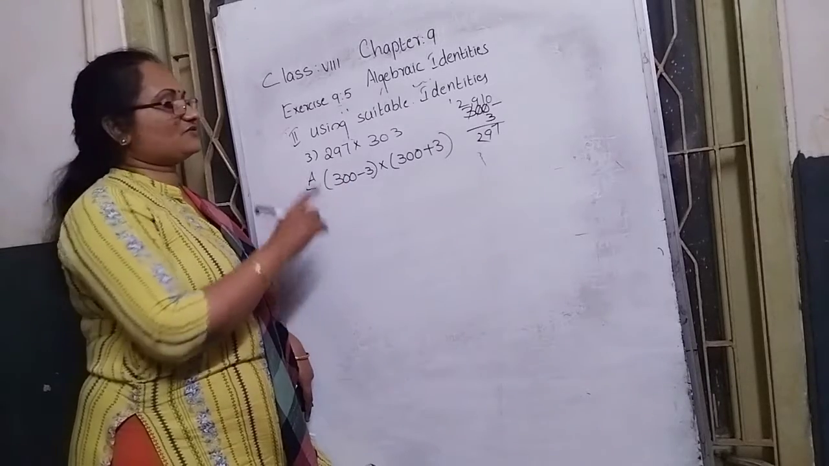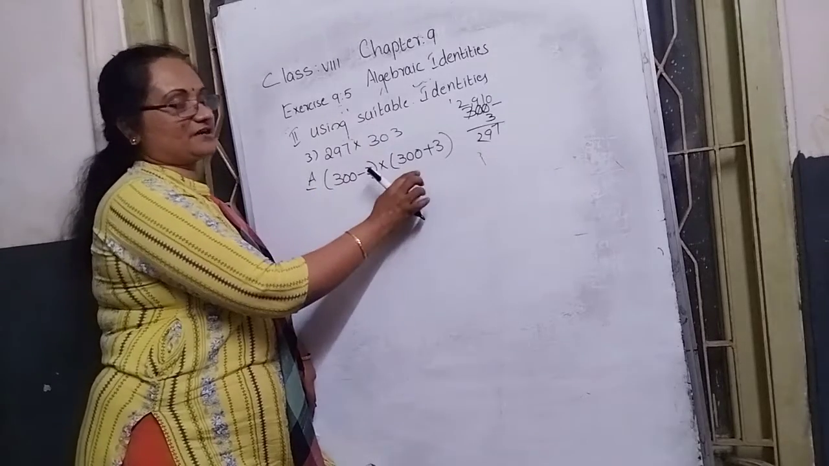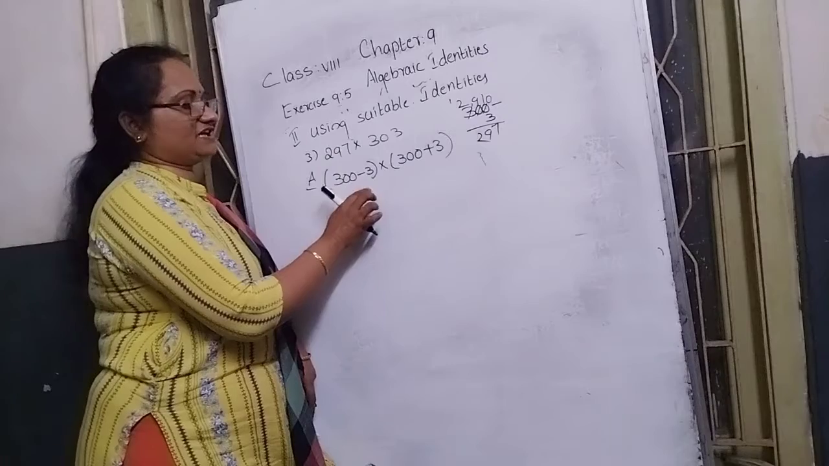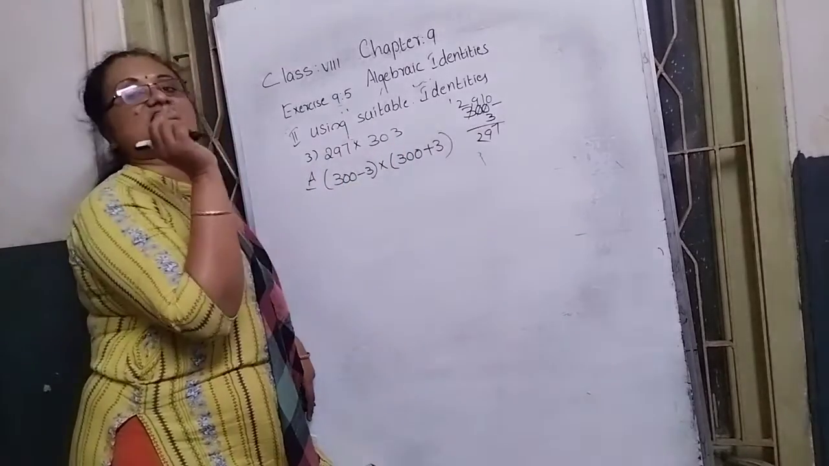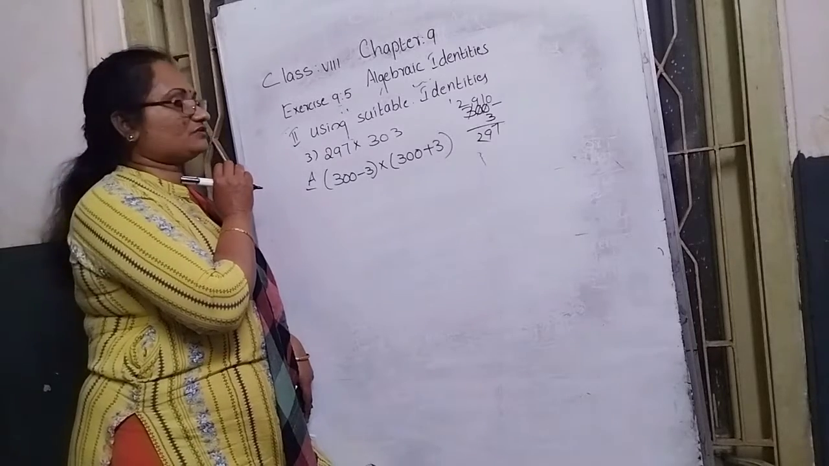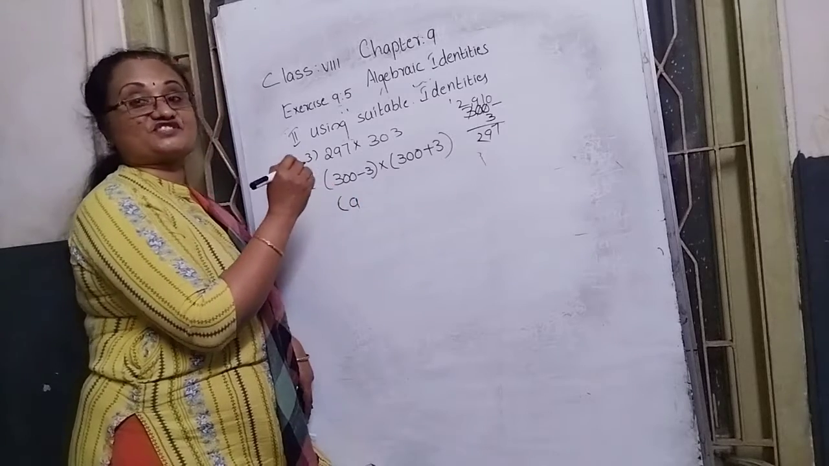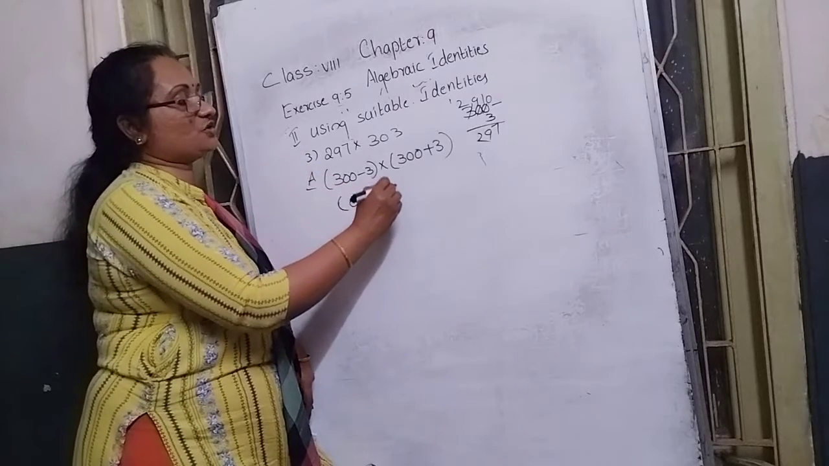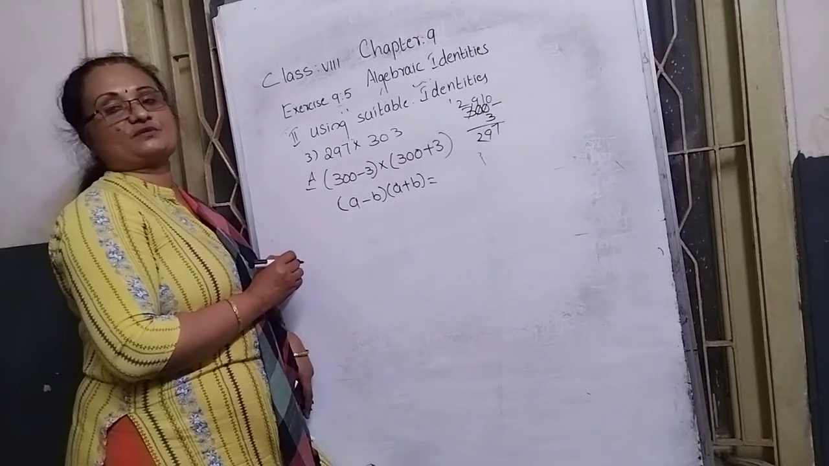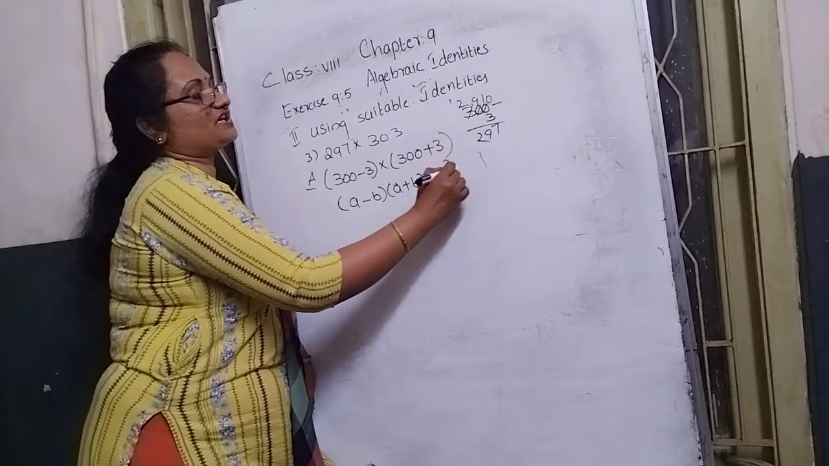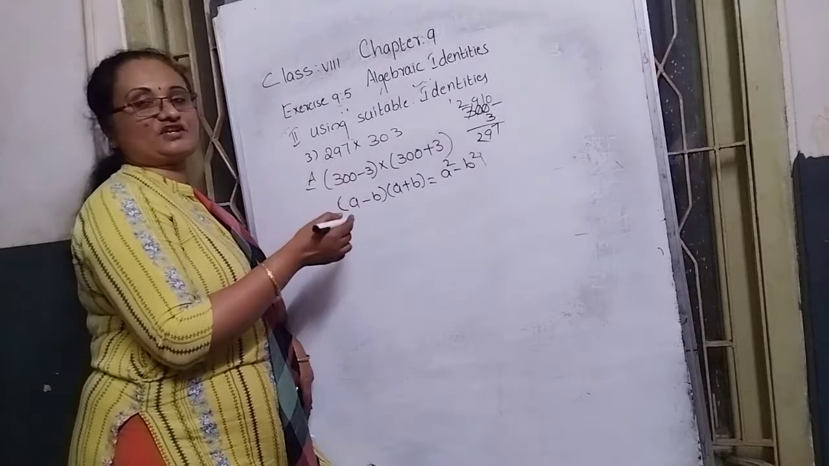Then check it. Two brackets are there. In which form is this? The first term is 300, and in the second bracket the first term is 300. The second term is 3, and in the second bracket also 3. But the sign is the only difference. So which formula is suitable here? The third standard formula, a minus b into a plus b. What is the identity? a square minus b square.